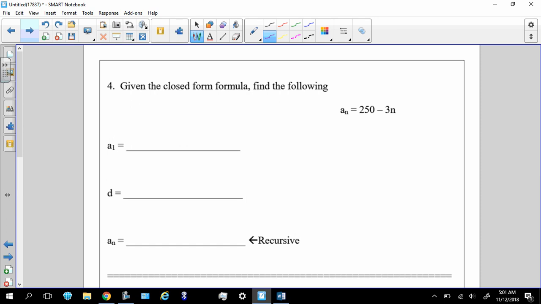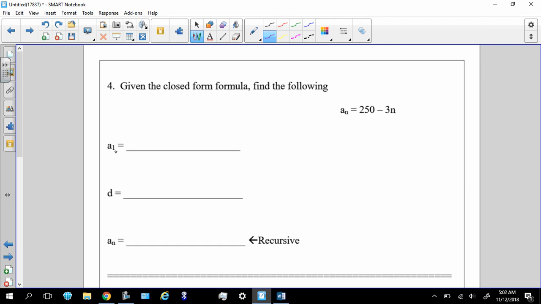All right. Given the closed form formula, find the following. Now notice what I have. A1, I have my common difference, and I find my recursive. Now guys, I don't know why this is so difficult, finding A1. This is not your first term, okay? This is not your first term. This is a simplified version of an arithmetic sequence, all right?